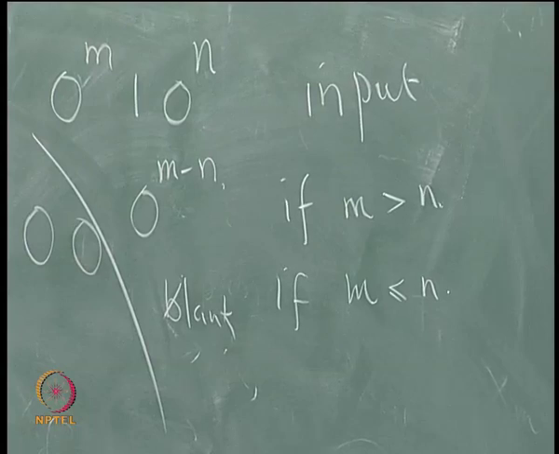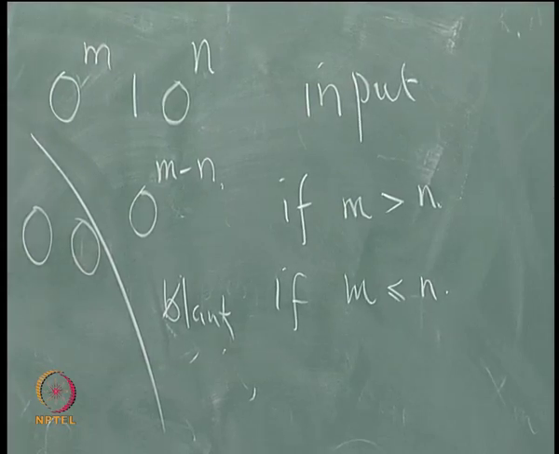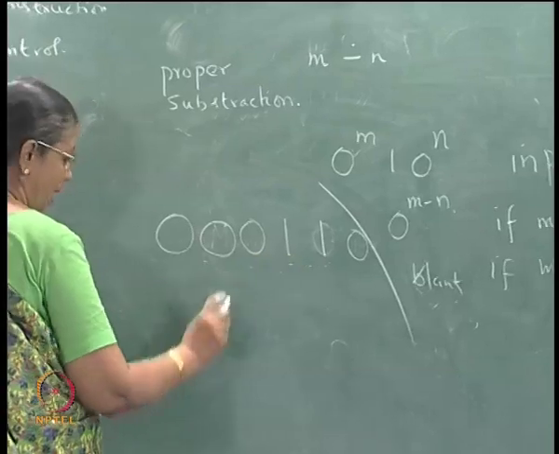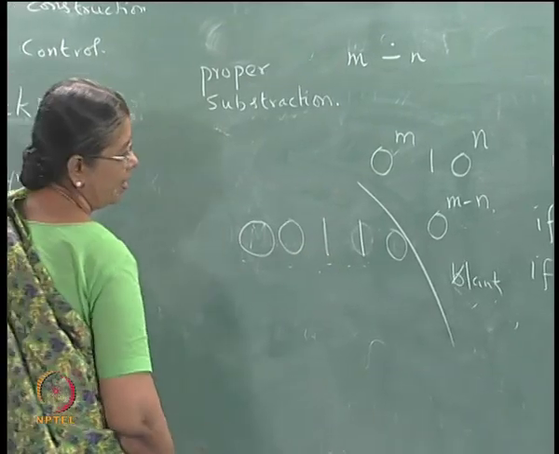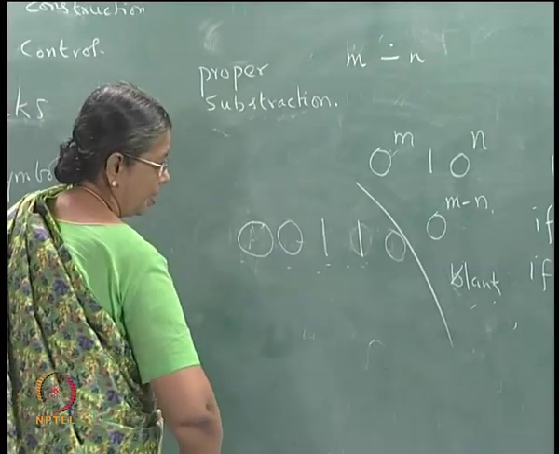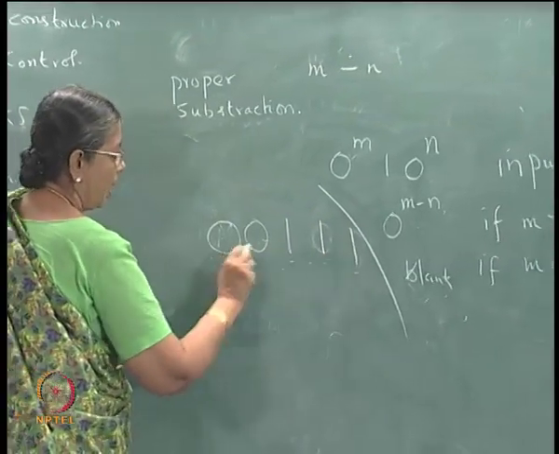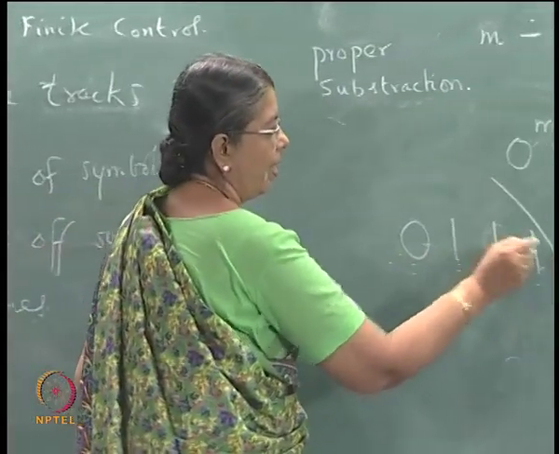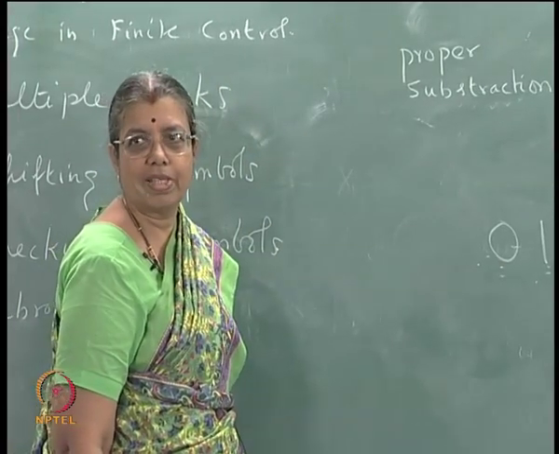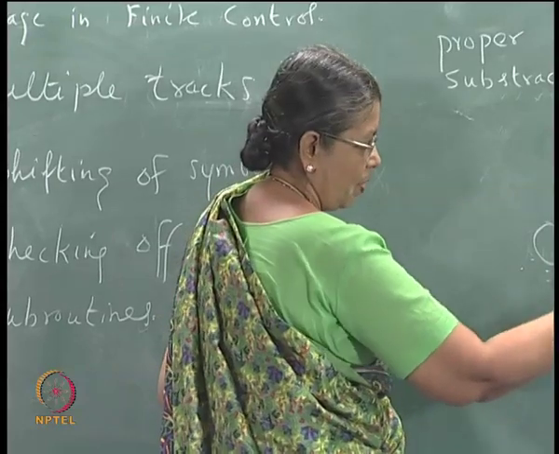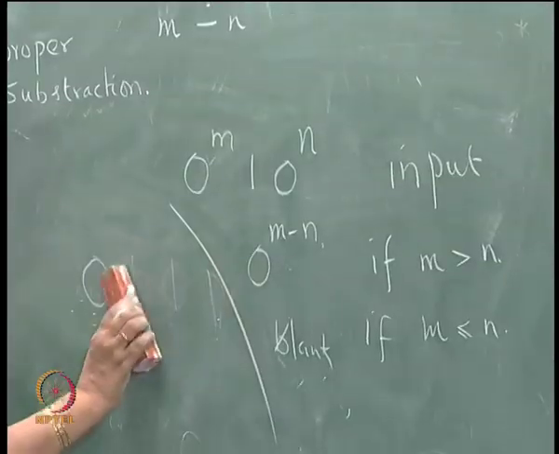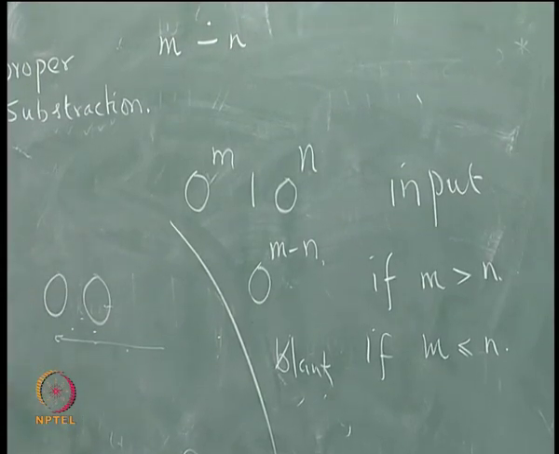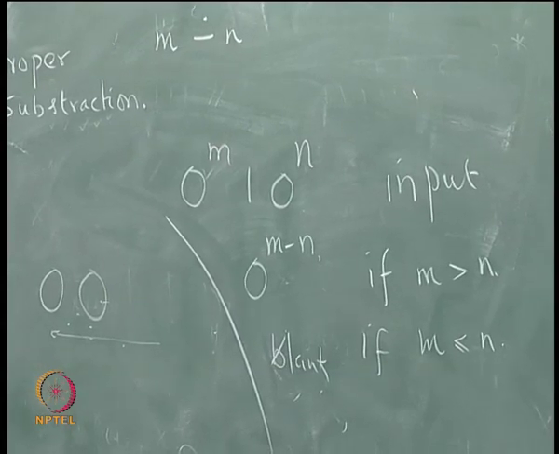So what you can do is change this into a blank, go here, change this into a 1, come back, change this into a blank, go and change this into a 1, come back and change this into a blank. Now looking ahead, you see that there are no more zeros. So what you do is you make all of them blank, come back here and here you print a 0. You will end up with 2 zeros.